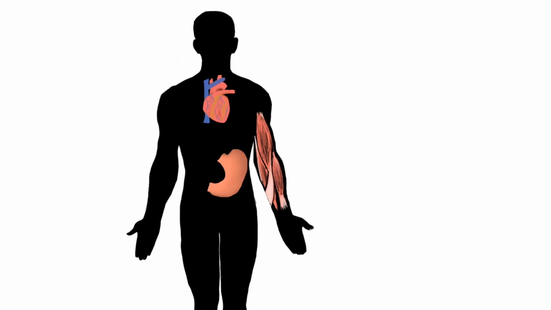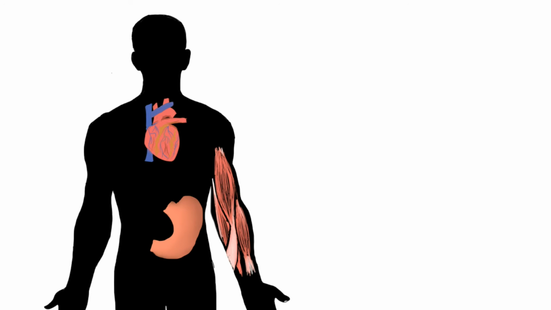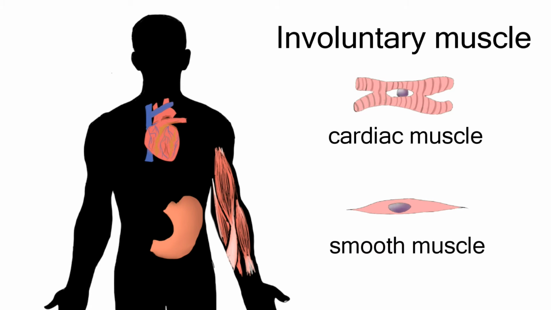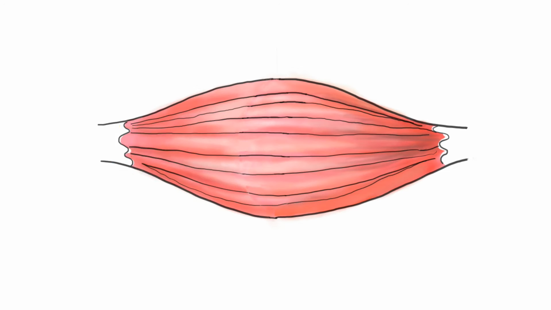Muscles are the driving force of all movement in the body. The muscular system consists of three major muscle types. Cardiac muscles and smooth muscles function involuntarily, whereas skeletal muscles function voluntarily.